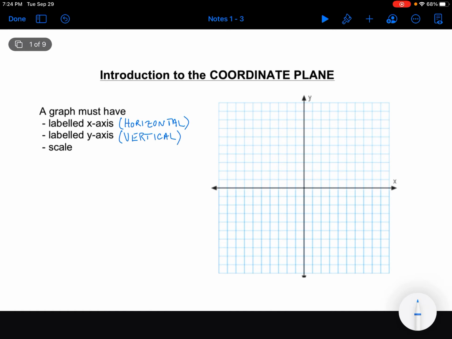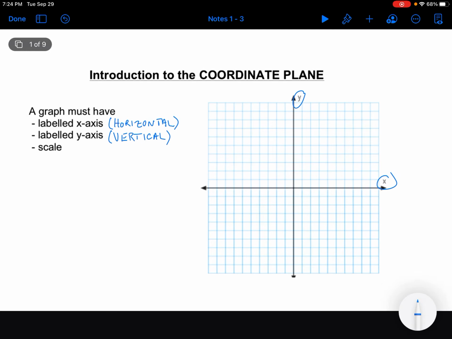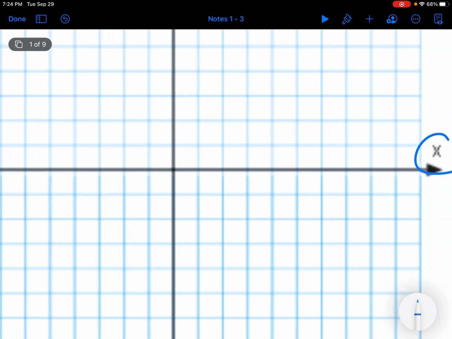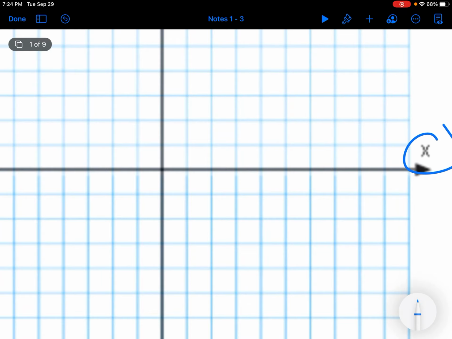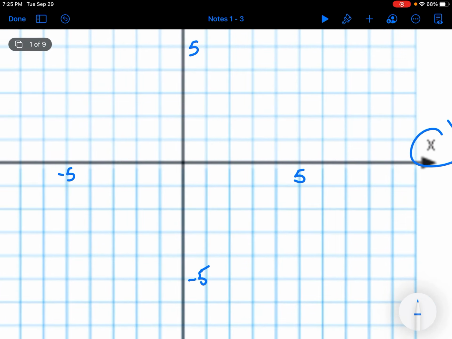And we need some sort of scale. So you can see I've got an x, I've got a y, I've labeled my axis. Even if your scale is something like this, if you count out 5 squares, 1, 2, 3, 4, 5, and I put a 5 here, and a 5 up here, and -5 and -5, that would be good enough. That would be the bare minimum.